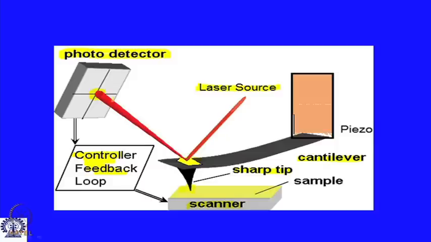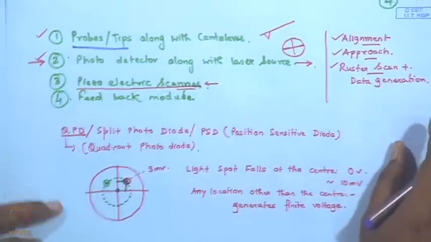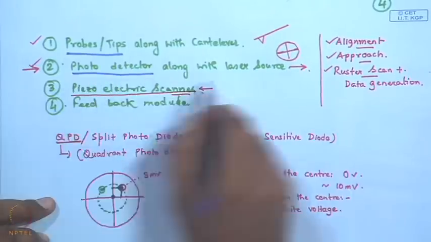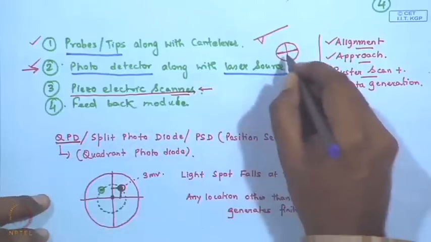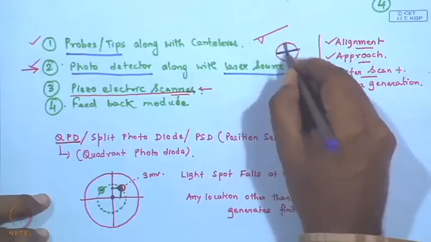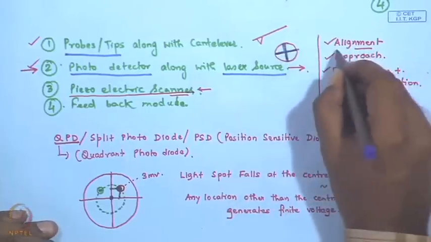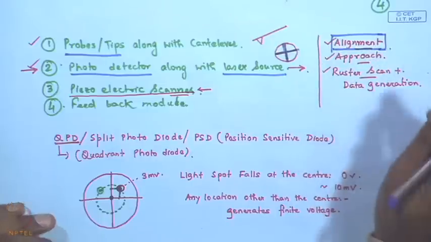So the way we are approaching, we now feel that we understand what the AFM probes, tips and cantilevers are. We also understand the functionality of the photodetector along with the laser source, so we understand what exactly the laser is doing. We understand very briefly but functionally what the quadrant photodiode is supposed to do. And we have also discussed the process of alignment.